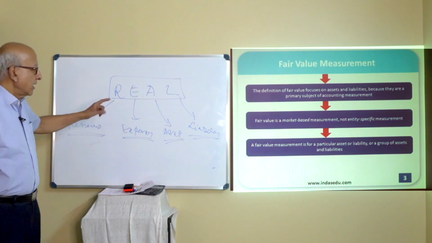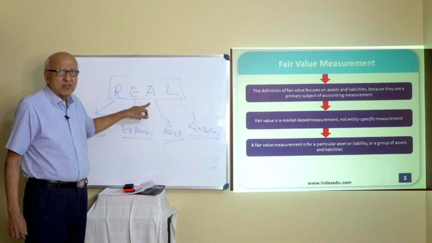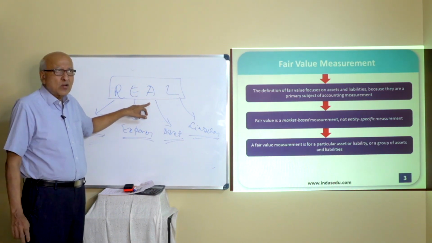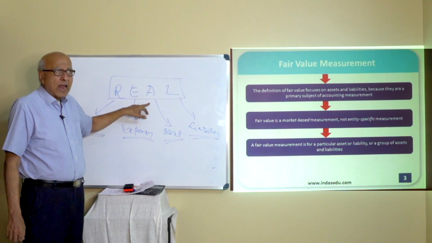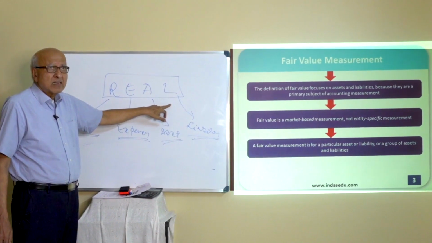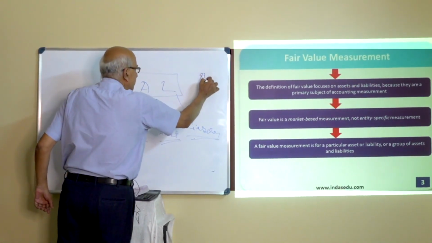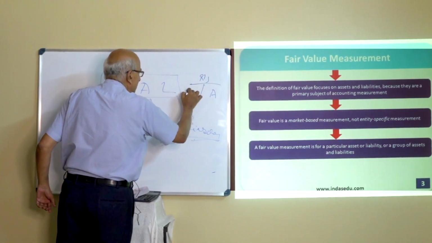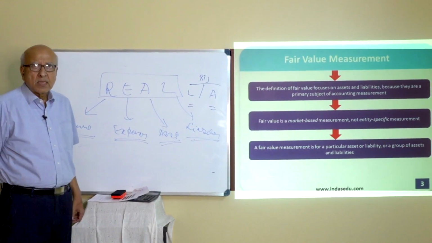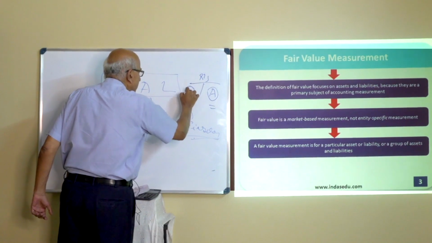Okay? For meeting expenses, you need to have what? Assets. Yes or no? And to have assets, you need to have liabilities. When we prepare the balance sheet, we show assets equal to liabilities. Why? If I have some asset, I need to have some liability.